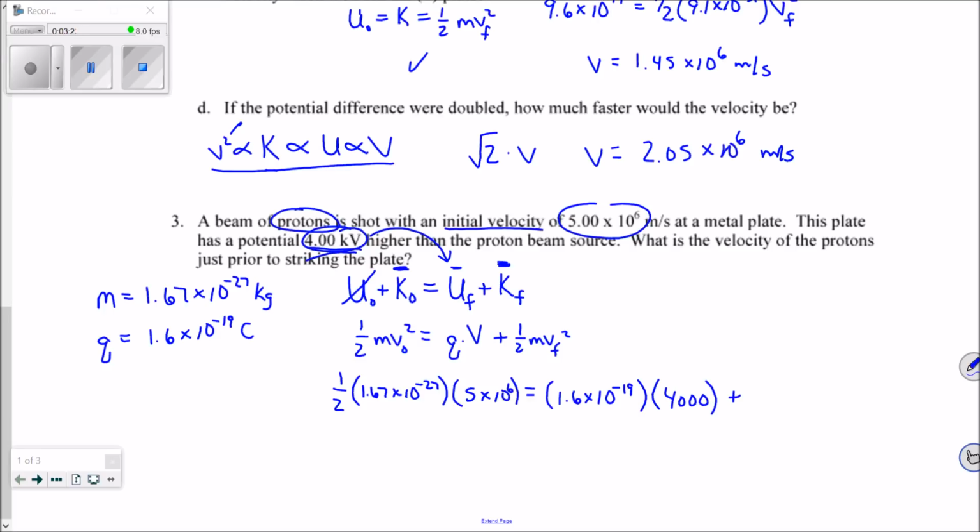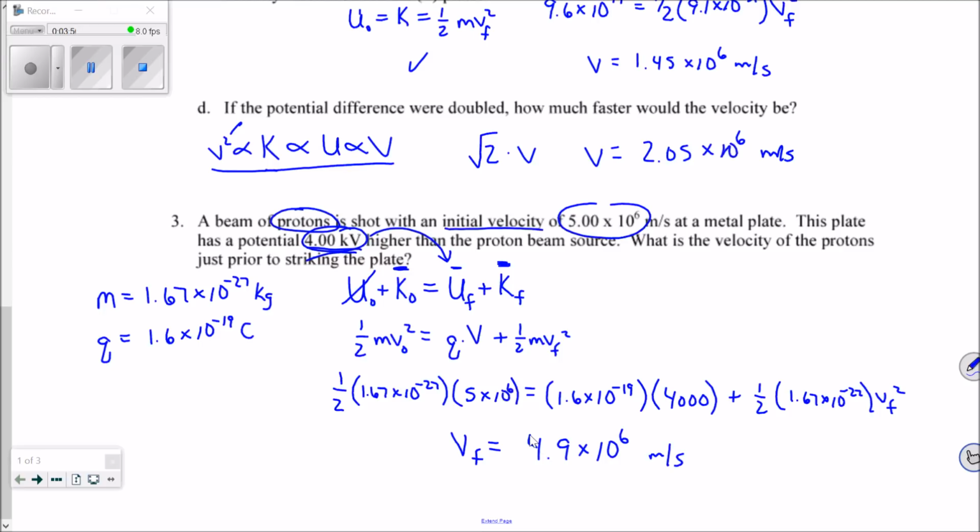And now I have 1/2 that same mass of my proton. These scientific notation numbers do take up some space when you're writing them out. And final velocity squared. It's a lot to write down right there, but we end up with a final velocity. Our final velocity is 4.9 times 10 to the 6th meters per second.